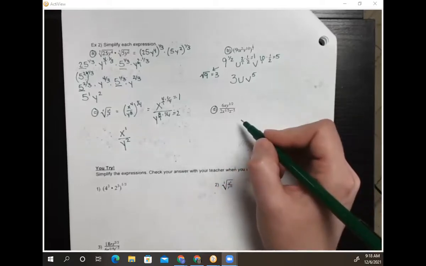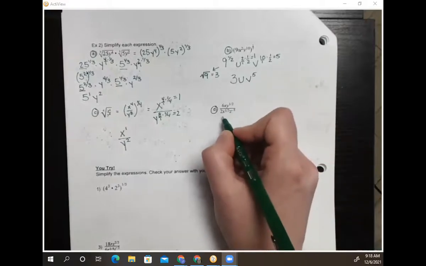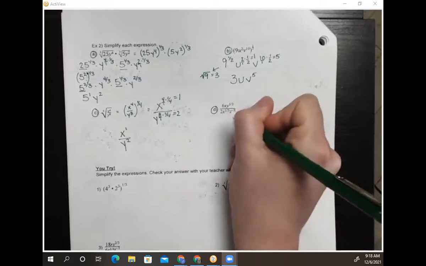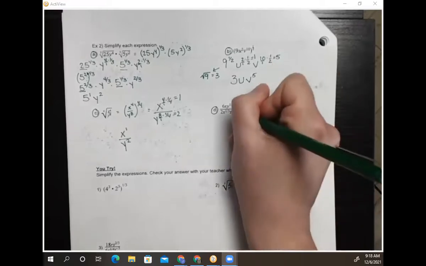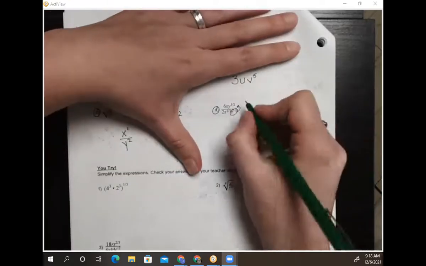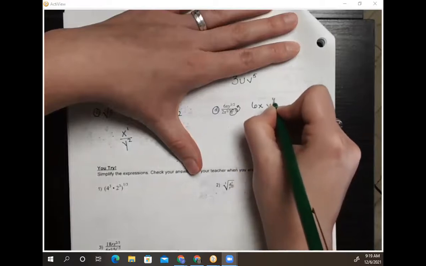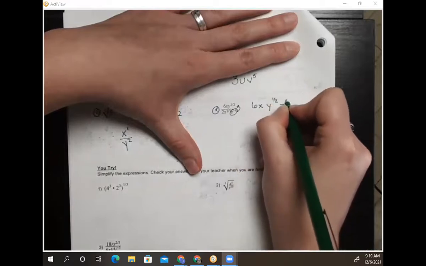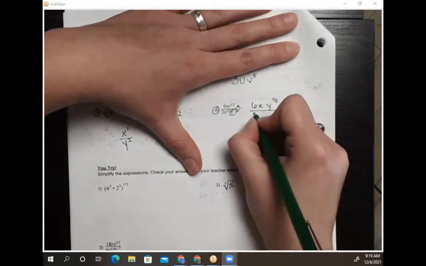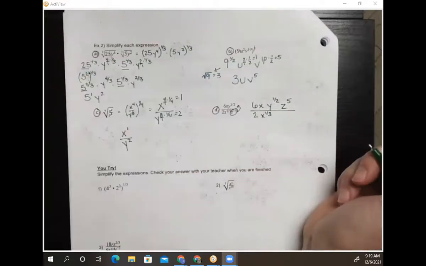Okay, let's take a look at D. D, I've got numbers, I've got x's, and then I've got y and z. I noticed here that I've got something with a negative exponent. So the first thing I'm going to do is move the thing with the negative exponent to the other part of the fraction. So this would be 6x, y to the 1/2, and then z to the 5th on top. And then on the bottom, I have 2x to the 1/3.